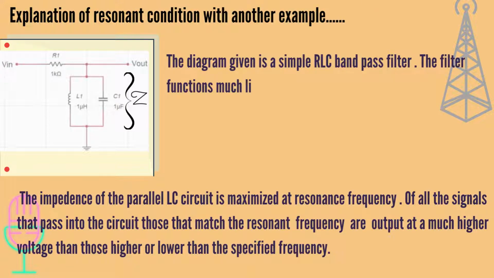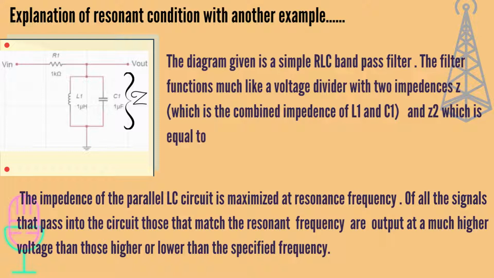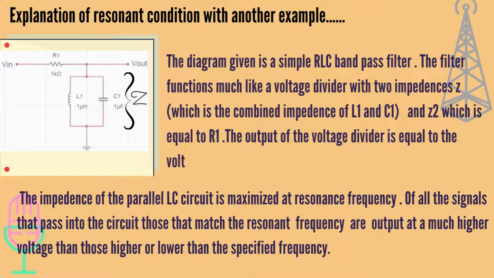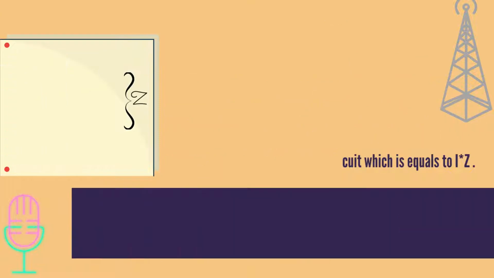The diagram given is a simple RLC bandpass filter. The filter functions much like a voltage divider with two impedances Z and Z2. Z is basically the combined impedance of L1 and C1, which are connected in parallel as shown in the figure. The output of the voltage divider is equal to the voltage drop across Z, or the tank circuit, which is equal to I into Z.